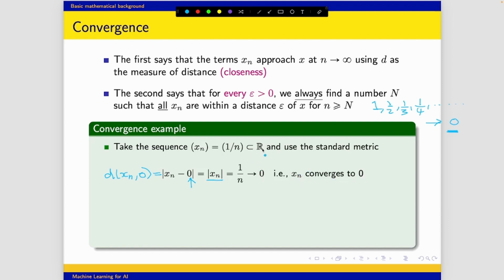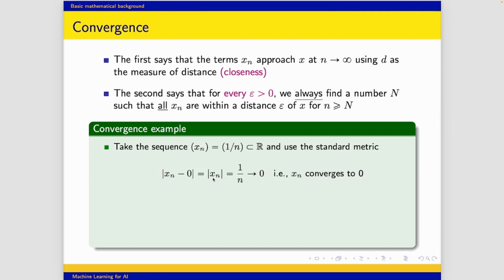It's a real number, lies in R. 0 is a real number that lies in R. So we can also write this as xn to 0. And we can pronounce this xn converges to 0, xn goes to 0, xn to 0, whatever we like. And we are precisely defining this in terms of this distance measure.